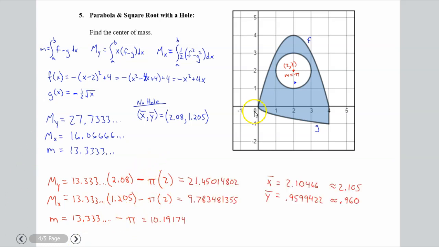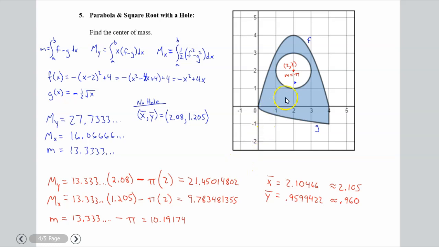I got some numbers in here now. So this is going to be 21.45 and so on for the MY, 9.78 and so on for the MX, 10.19174 for the M. And if you divide MY over M, you get the X bar, so that's about 2.105. The Y bar is 9.78 over that 10.19, so about 0.9599. You round it at the end, about 2.105 and 0.960 to 3 decimal places.